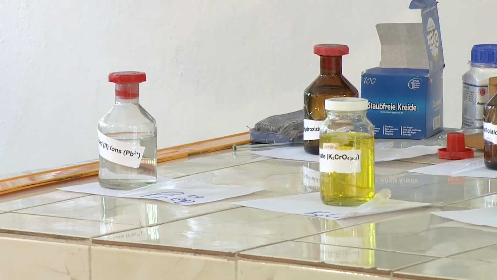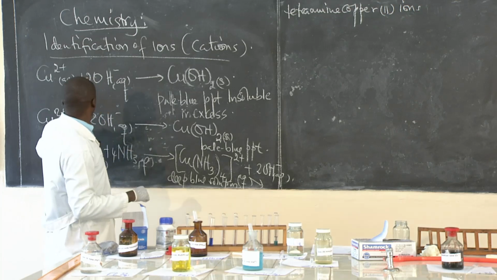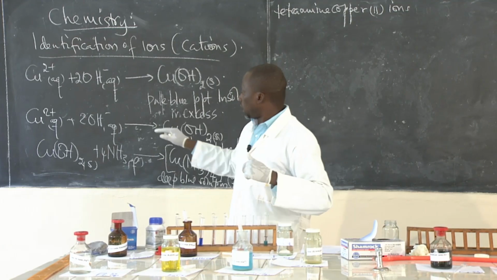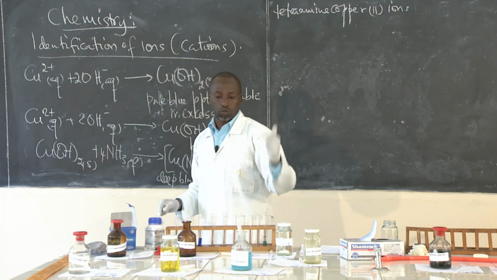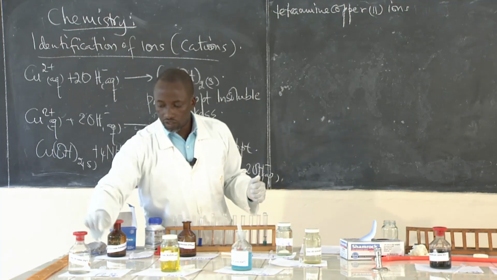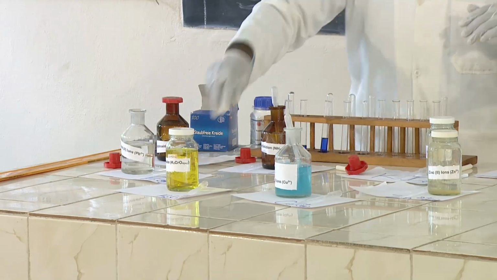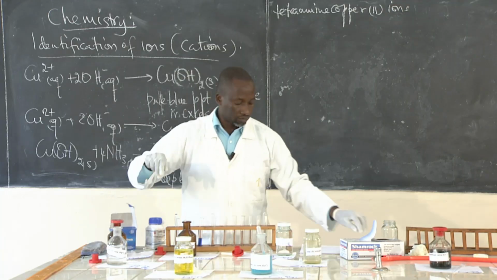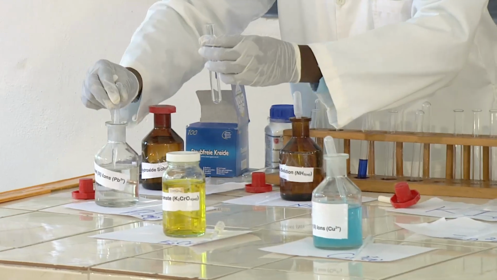So remember, before we go to lead, this is a confirmatory test. So the first one with sodium hydroxide is preliminary. This second one is confirmatory. It is the confirmatory test with copper 2 ions. So we don't need to carry out some other tests. So let's see what happens with lead. And then we'll start with sodium hydroxide. Add a few drops.